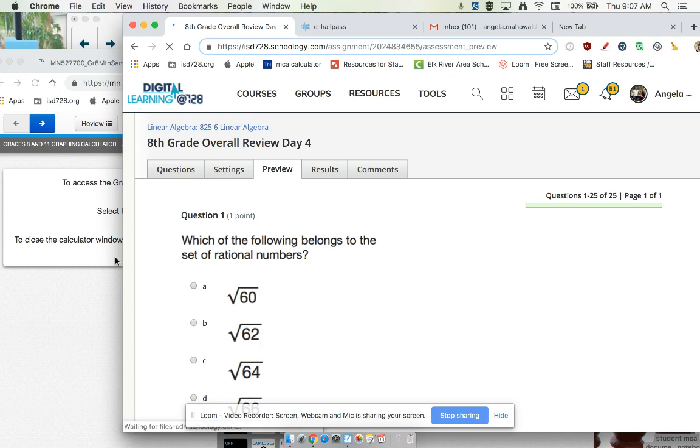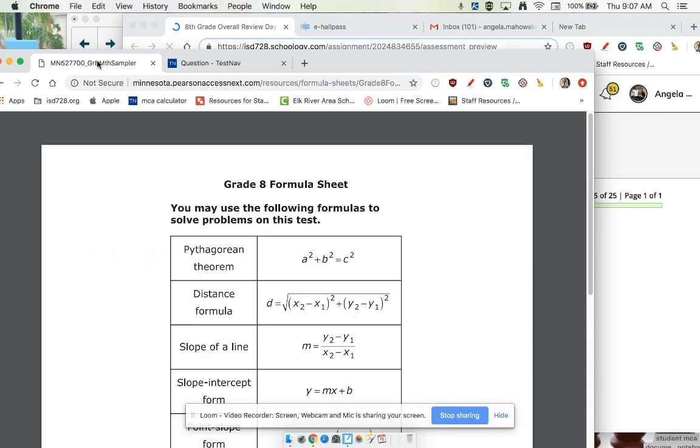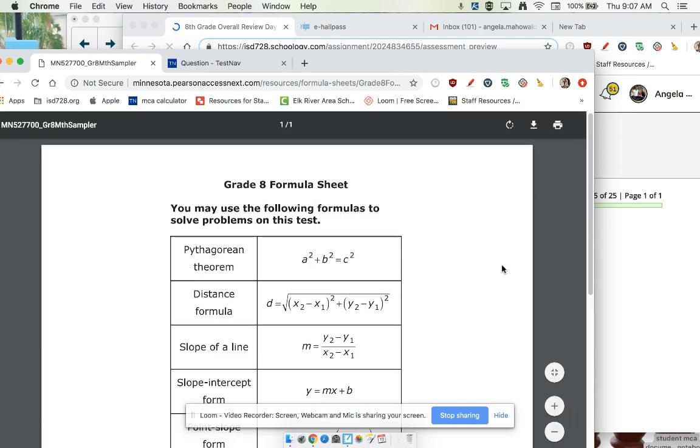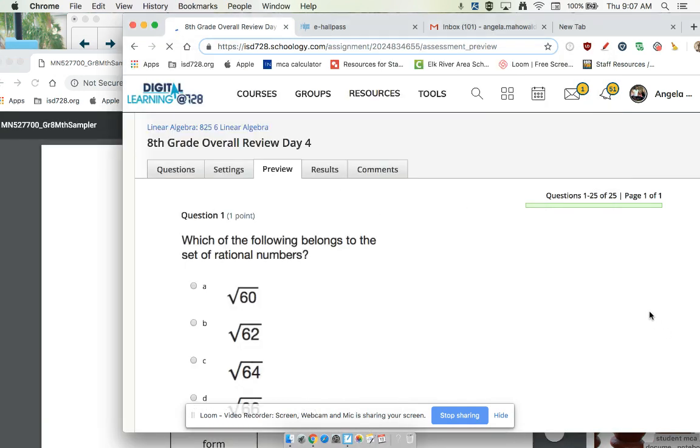And make sure you use your formula sheet anytime you're stuck, to see if there's some kind of formula you can use to help you solve the problems.